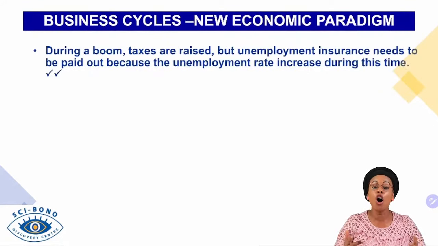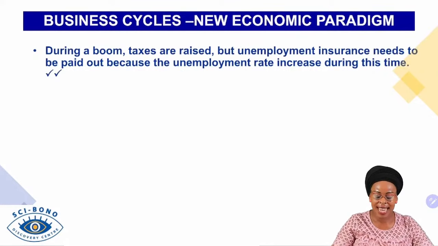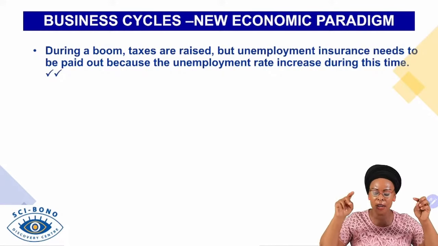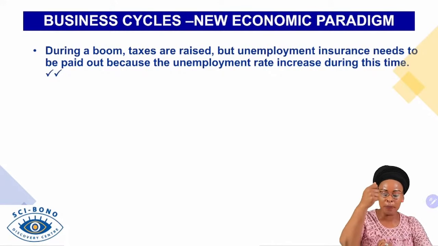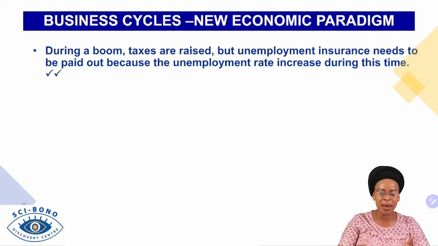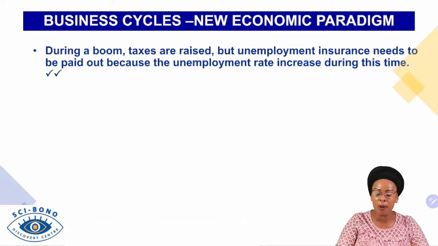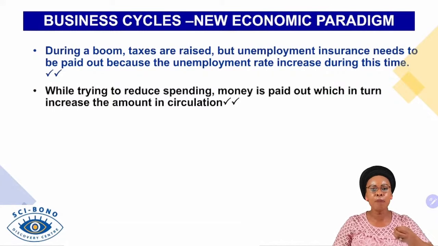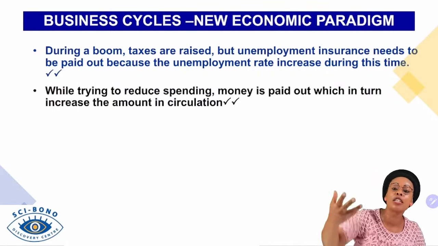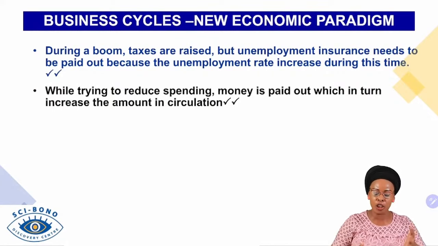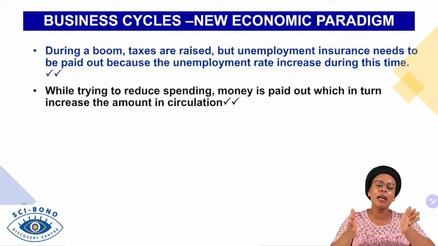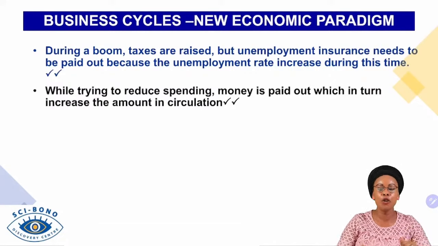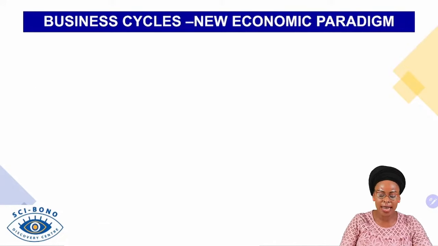During a boom or expansion phase, taxes are raised, but unemployment insurance, remember the UIF, unemployment insurance, will be paid out. So what happens is that inflation won't be a problem. Why? As people lose jobs and reduce spending because they are unemployed, they will continue spending because they received what? Unemployment insurance. So with this type of question, make sure that you have five points and then you will get your marks. Let's look at the conclusion.